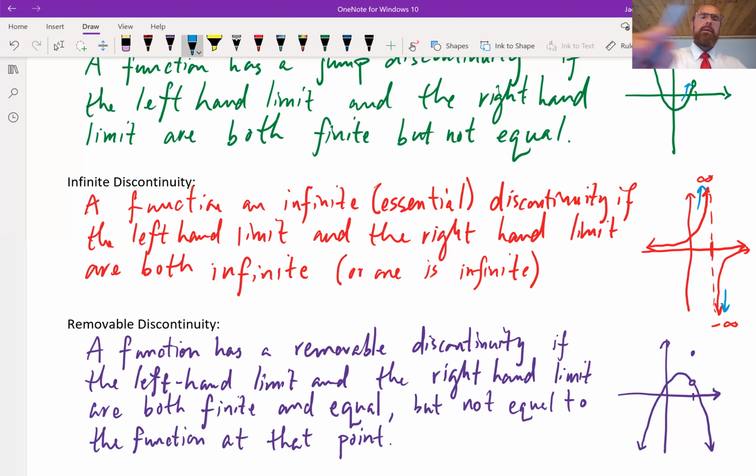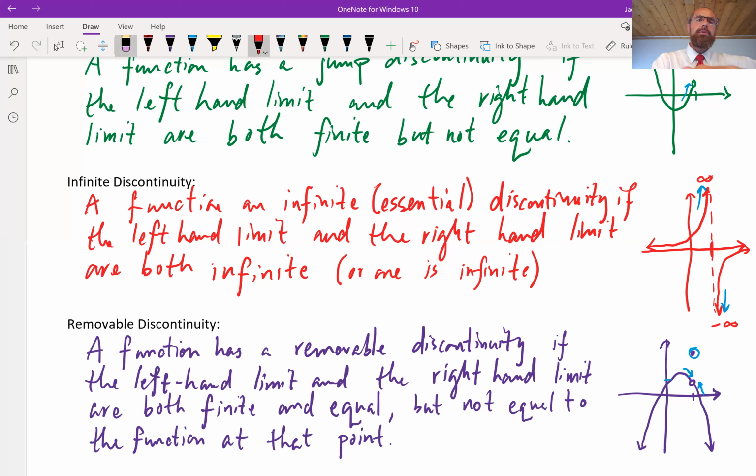So again, what we're saying with our definition is the left-hand limit is finite, comes to a certain y value over there. The right-hand limit's also finite, and they are equal. They're coming to the same y value. But the function value is not equal to that y value at that x value. That is what we call a removable discontinuity. So those are our three definitions with some examples just to illustrate them.